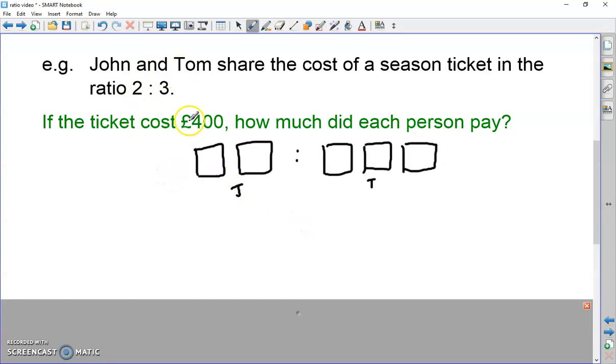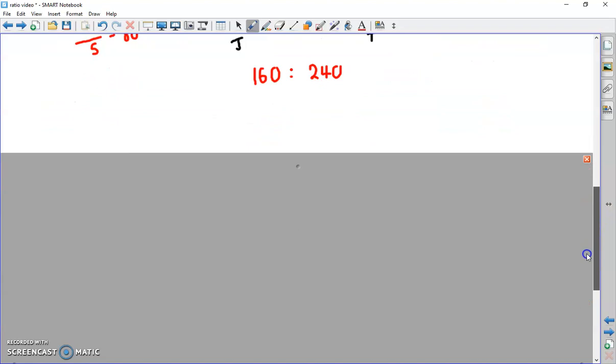How many parts have we got this time? Well, 2 and 3 is 5. We've got 1, 2, 3, 4, 5 boxes. So 400 divided by 5 is 80. So one part is worth 80. Once you know what one part is worth, it's easy after that. So John paid £160 and Tom paid £240.